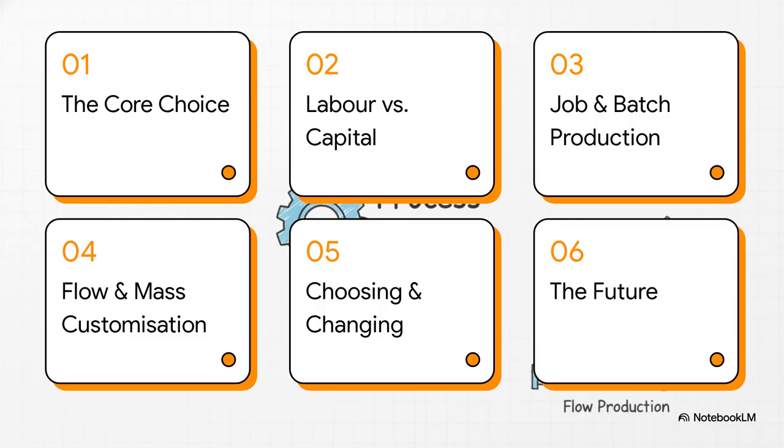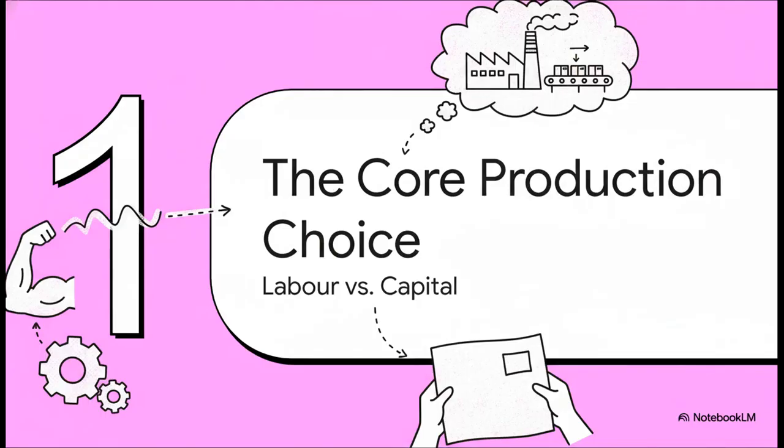First, we'll look at the core choice every business has to make, people versus machines. Then we'll dive deep into the 4 key production methods. And finally, and this is really important for your exams, we'll get into how a business chooses the right method and just as crucially, the challenges they face when they need to change it. All right, let's get right into it.